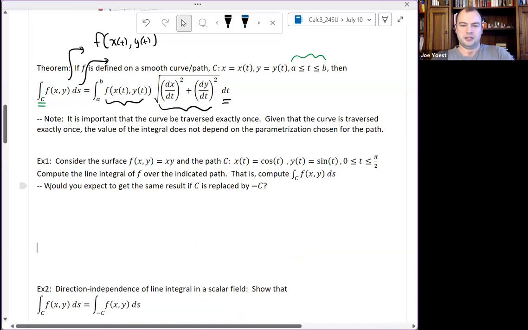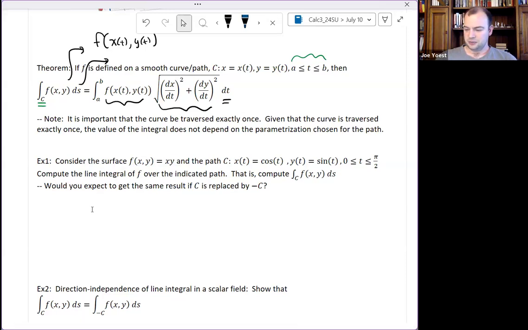And then just a little thought experiment. Would you expect to get the same result if C was replaced by negative C? We'll think about that, and then we'll go a little bit further and see if we think that makes sense here.